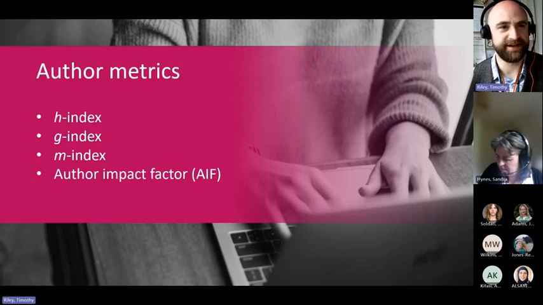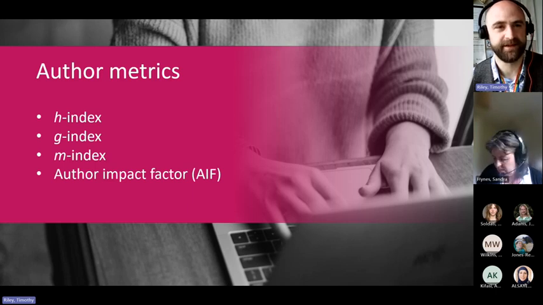So let's have a look quickly now at author metrics. These are some things that are designed to measure the researchers themselves. The most commonly used one, the one that you're most likely to have heard of, is what we call the H-index, that one at the top there. But there are some other versions of that there.